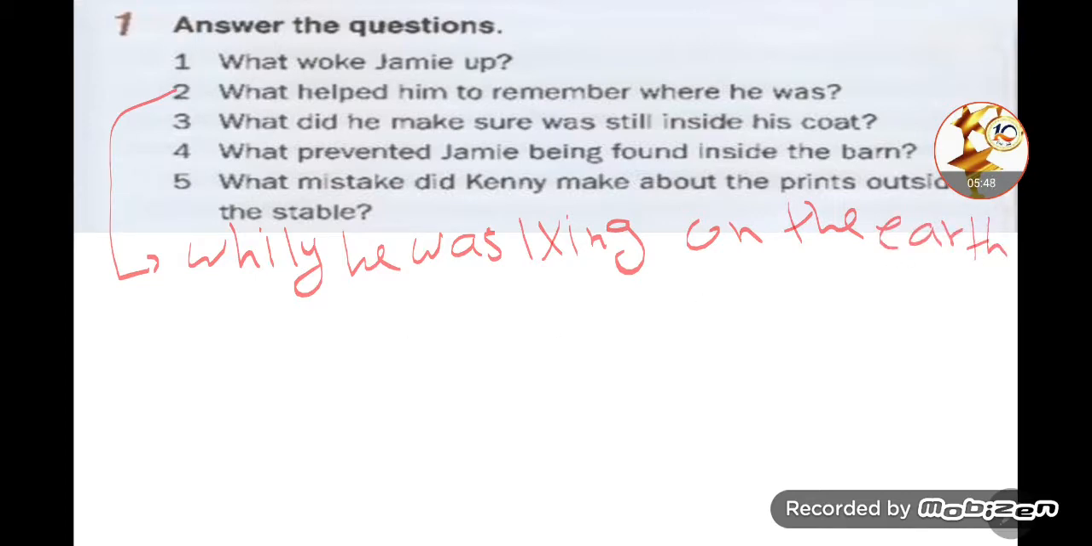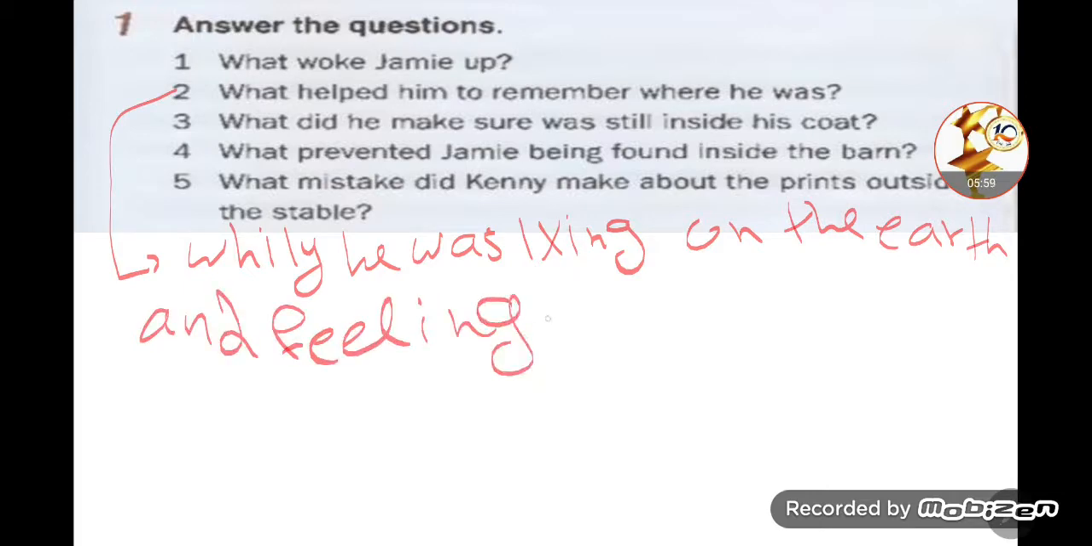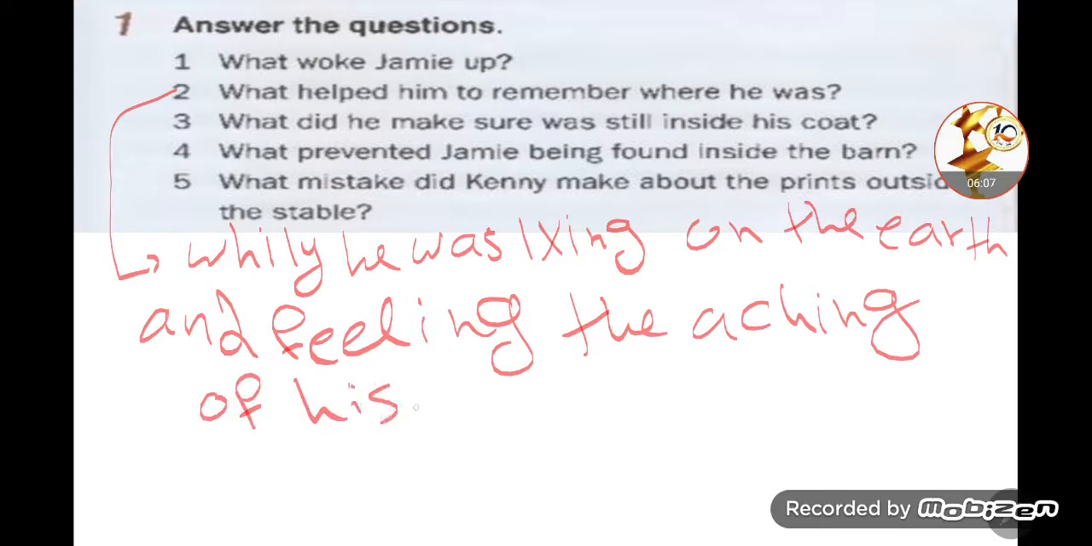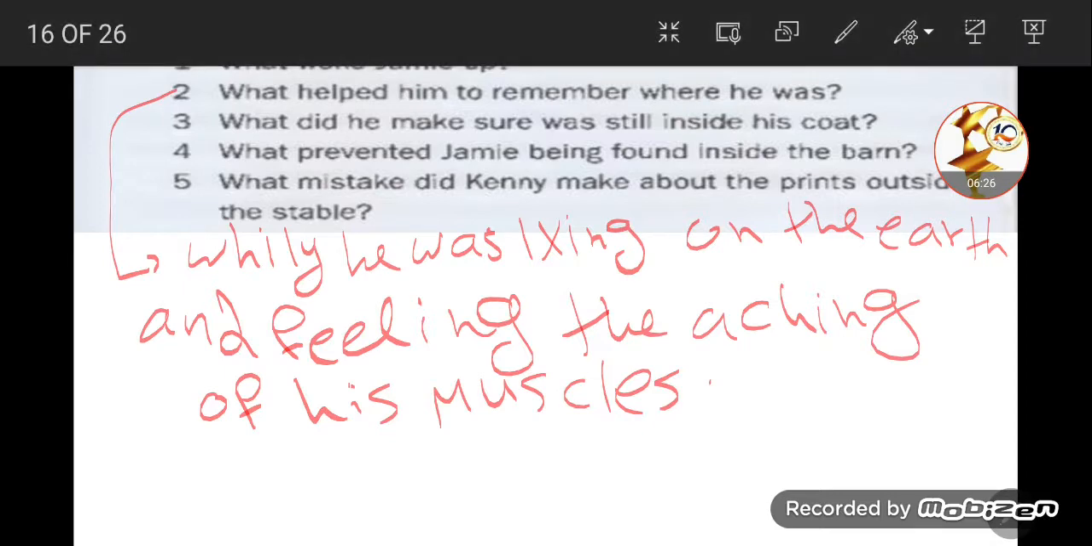If you remember, the story told us that while he was lying on the earth floor, he was feeling the aching of his muscles. He started to feel the pain of his muscles, which were hurting him. From this point, Jamie started to remember what happened to him at that time. Let's write the questions in our notebooks and copy the answers.